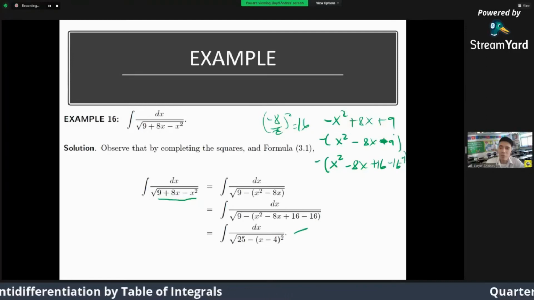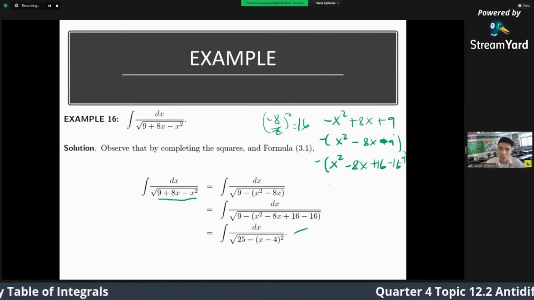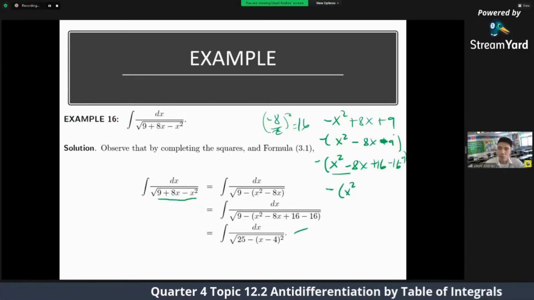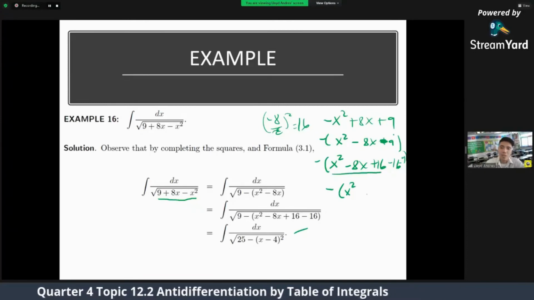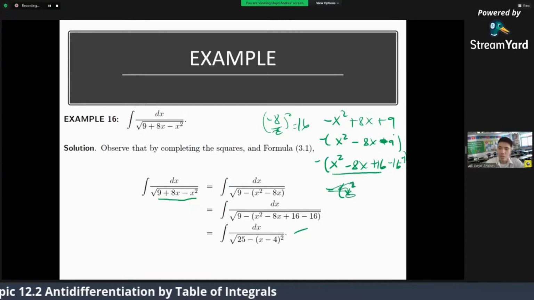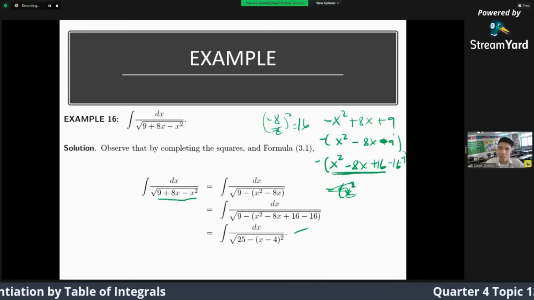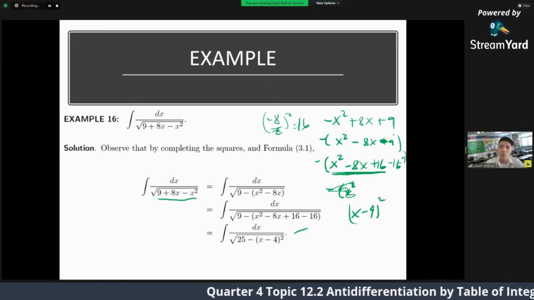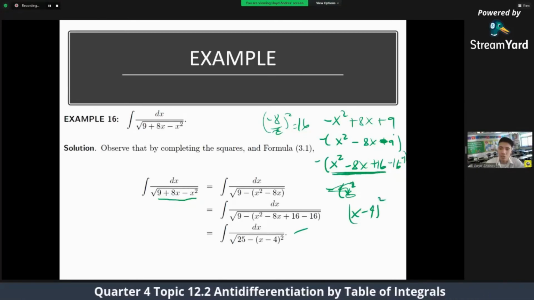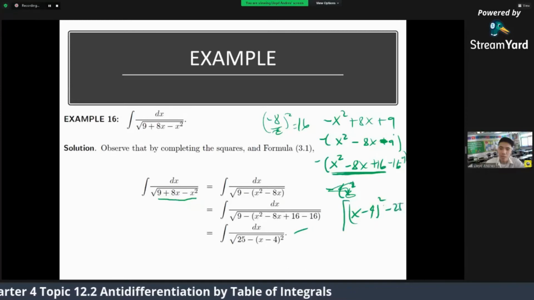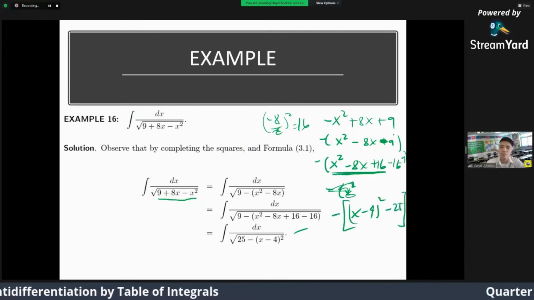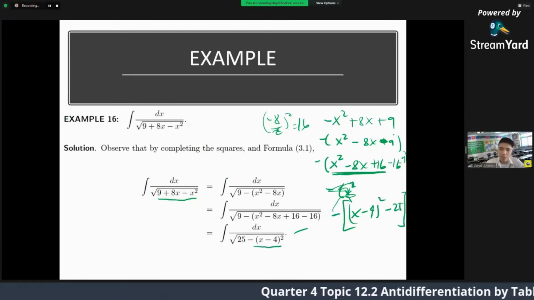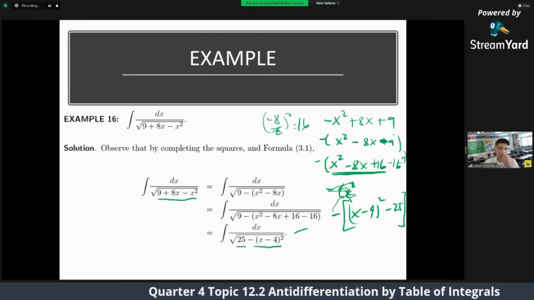So it becomes negative of x squared. This can now be written as x minus 4 quantity squared. This is a perfect square trinomial. And then minus 25. But because there is a negative outside, you distribute the negative, so 25 becomes positive. Okay, that works.